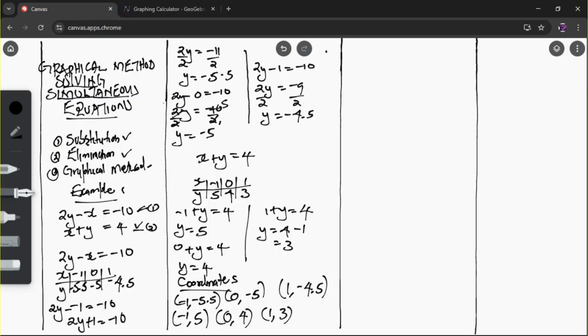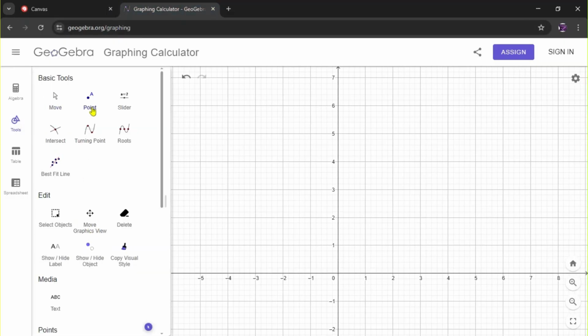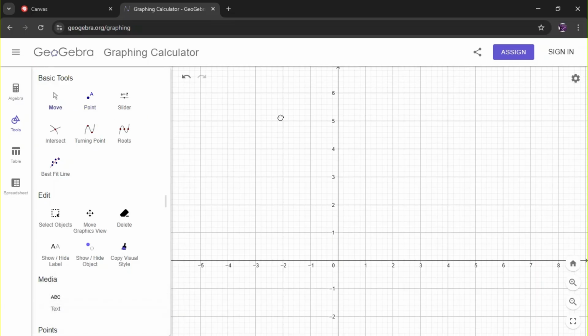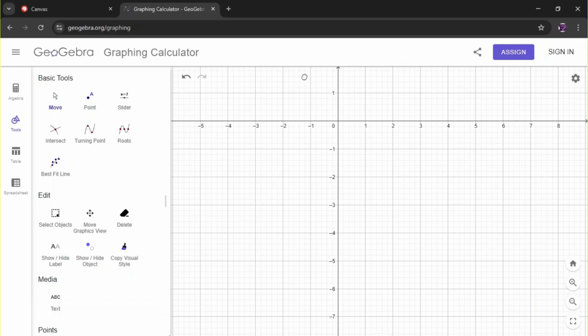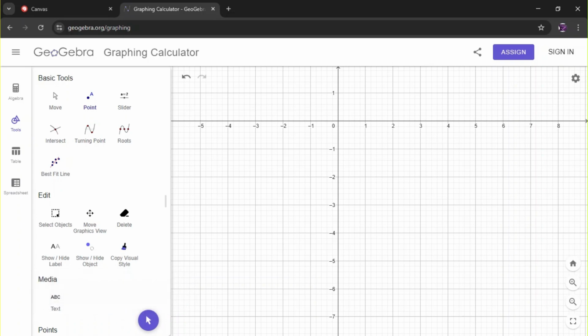Minus 1, minus 5.5, the first coordinate is minus 1, minus 5.5. So let me have that. Minus 1 is here, minus 5.5 is supposed to be a value somewhere here. So you have like that. I think this point is supposed to move slightly below that.